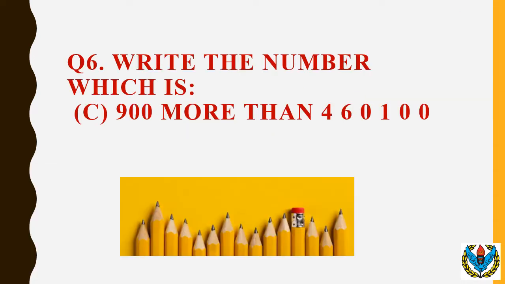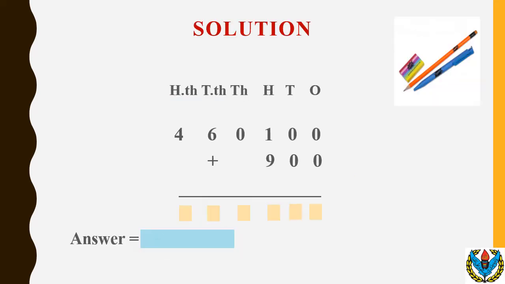Now question number 6, part C. Write the number which is 900 more than 460,100. In this question we have to add 900 into another given number, because more than means we have to add. Now let's start the solution. Firstly, we have to write them in the vertical form. We will write 900 below the 460,100.